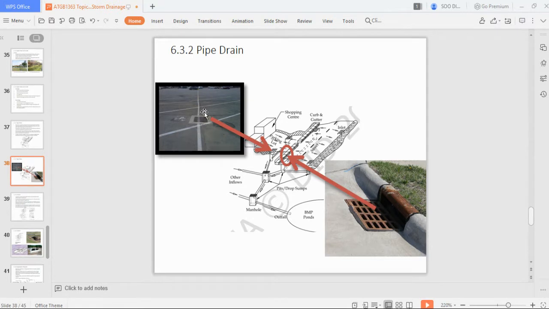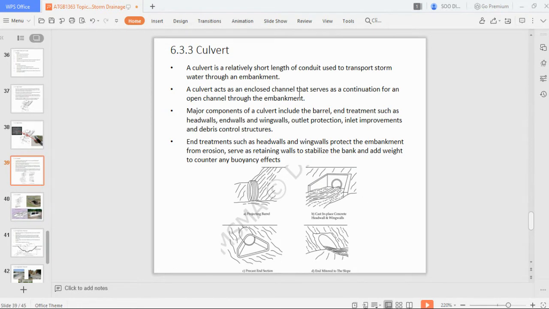So you can find it covered, it can be steel covered or concrete covered. In this case here in the picture, we have a steel cover. And then at the end of it, we have a culvert. A culvert is a relatively short length of conduit used to transport stormwater through an embankment.